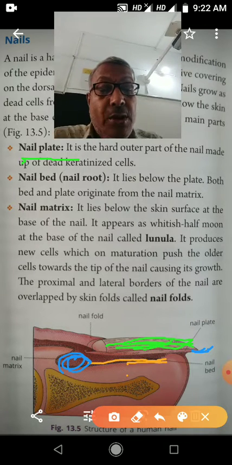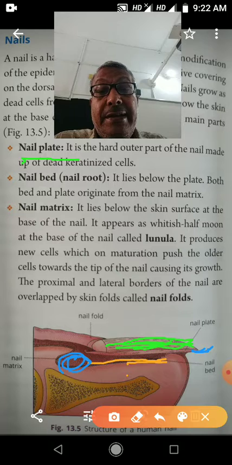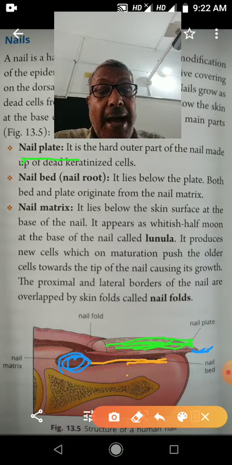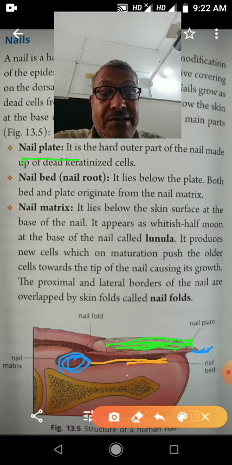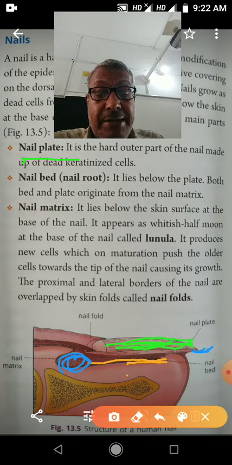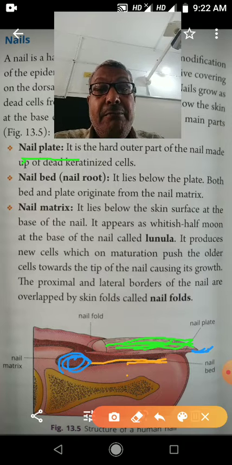So this is what I told about the nail. Children, you have to learn that the nail is a hardened keratinized plate-like structure. It has three main parts. First is the nail plate, second is the nail bed and third is the nail matrix.